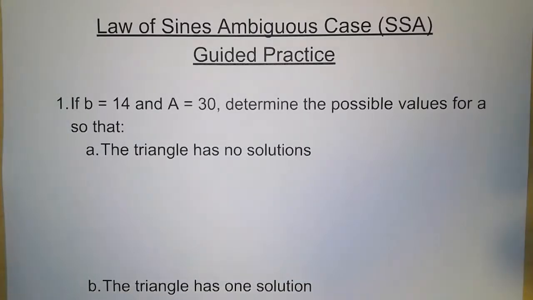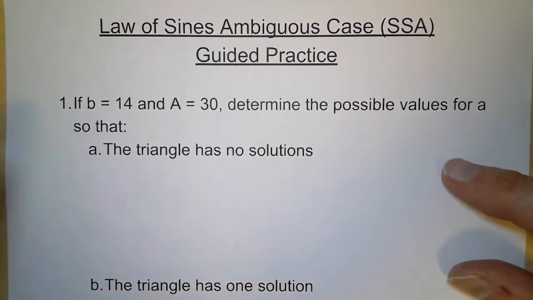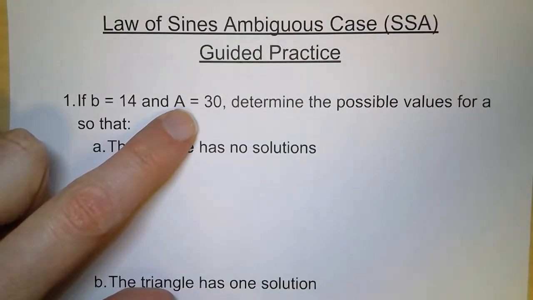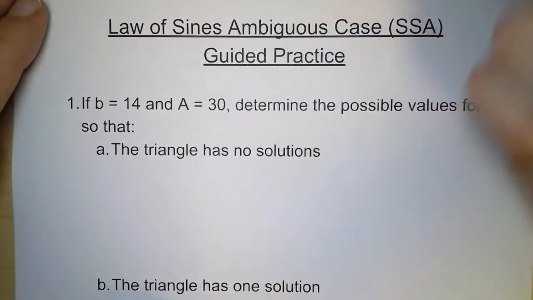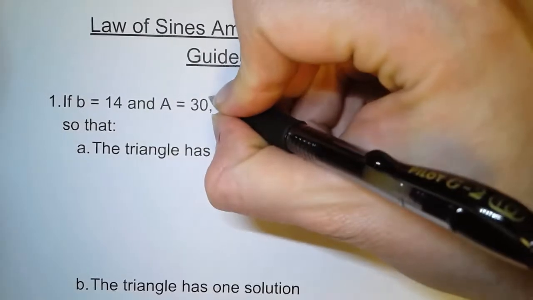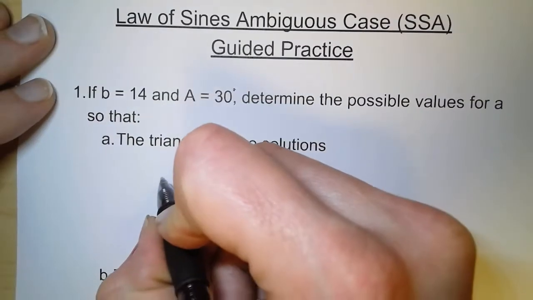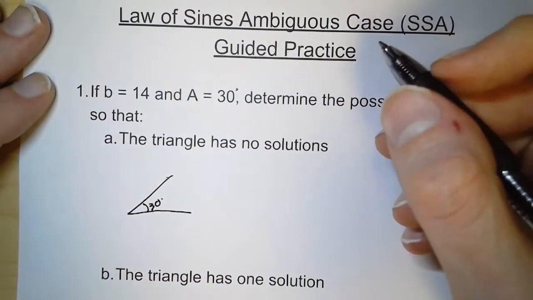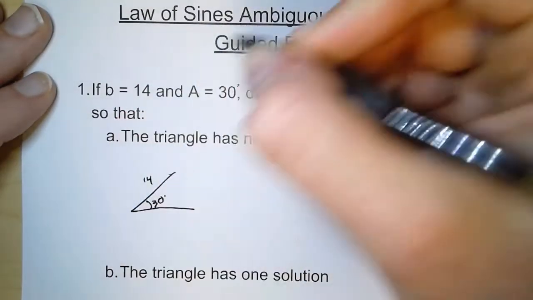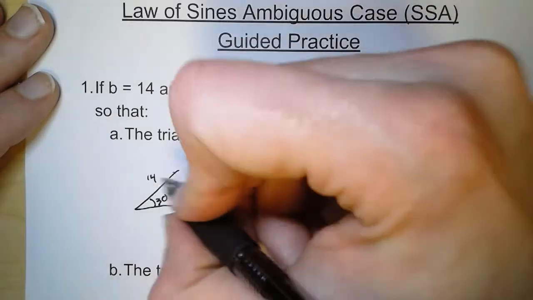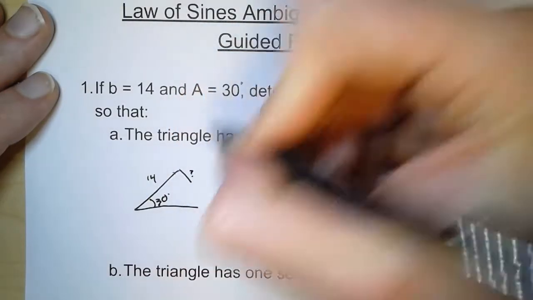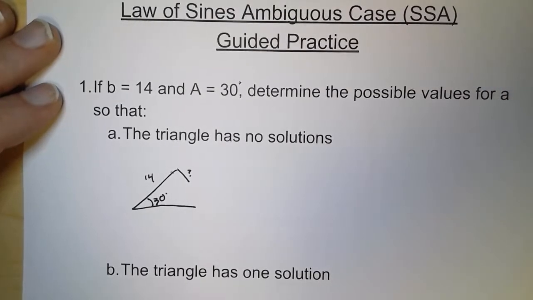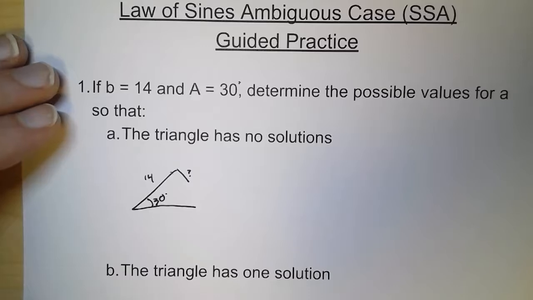So what we're given here with number 1 is that side b, that's lowercase, is 14 and angle A is 30, and we're going to assume 30 degrees. So if I draw my picture, here's a 30-degree angle, and we say that b is 14. Now, we don't know anything about side a. That's a mystery right now. But what we want to know is what possible values of a will guarantee the triangle has no solutions.